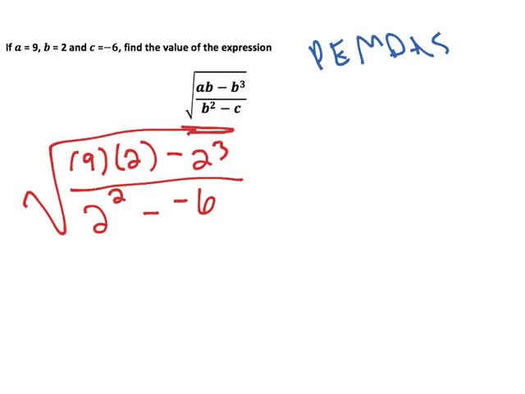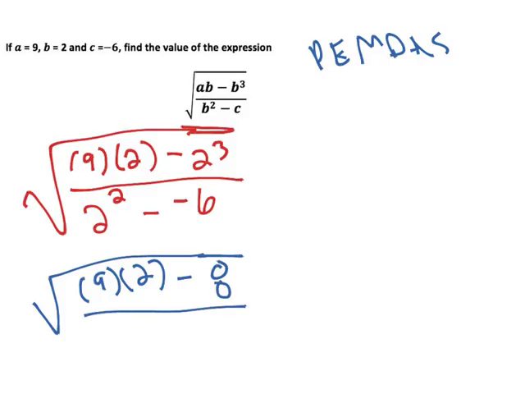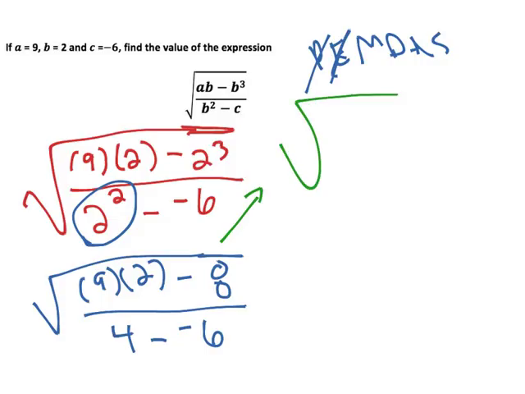And I'm going to automatically do my exponents first. So, I have 9 squared, 9 times 2, minus 2 cubed is 2 times 2 times 2, that means 2 to the third power, which is 8, being divided by 2 squared is 4 minus negative 6. So I've done my exponents, and now I'm going to do my multiplication. Okay, I'm going up here. 9 times 2 is 18, minus 8, being divided by 4 minus negative 6.